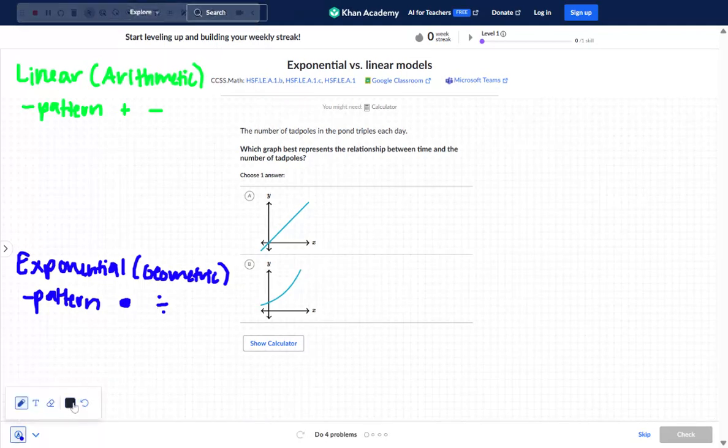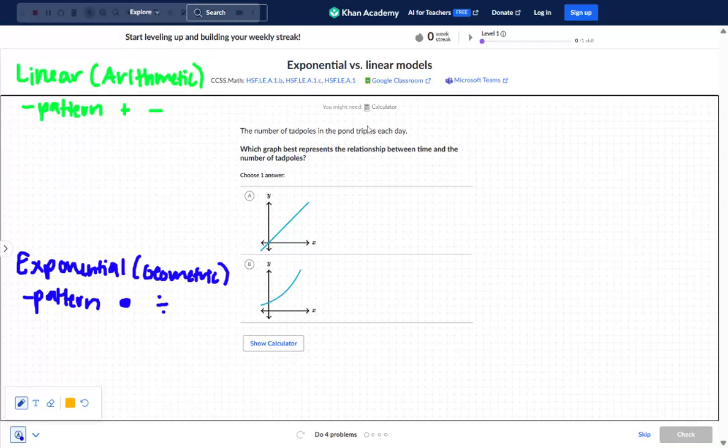They're giving us kind of like a word problem. They're saying the number of tadpoles in a pond triples each day. Which graph best represents the relationship between time and the number of tadpoles? So over time, we're thinking, what's going to happen to the number of tadpoles? Well, some important information they're telling us is that the number of tadpoles is going to triple.